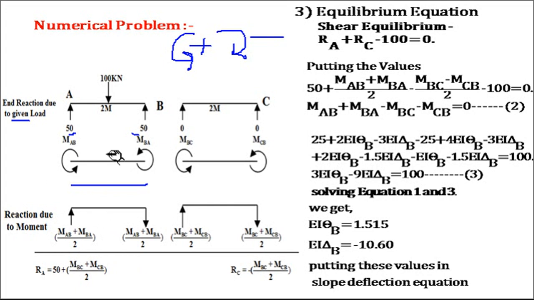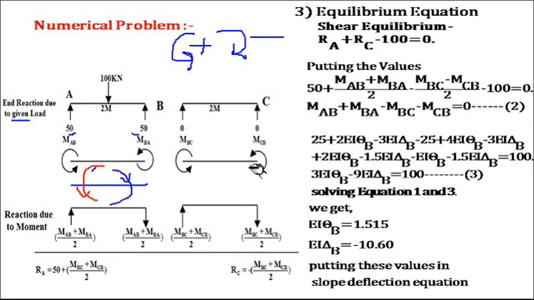But as this unbalanced moment will rotate this structure in the anti-clockwise direction like this, to balance this you apply the reaction in the clockwise direction. The reaction should rotate in the clockwise direction, so here it will be downward, here it will be upward. The value of the reaction due to the moment will be MAB plus MBA upon 2. Here it is acting upward and here it is acting downward.